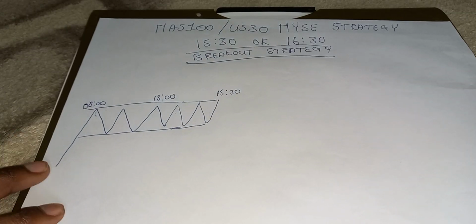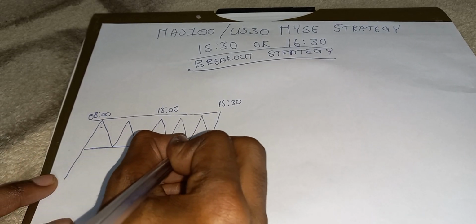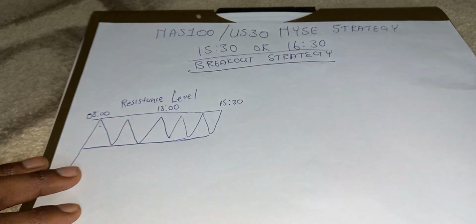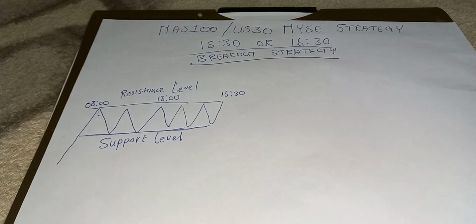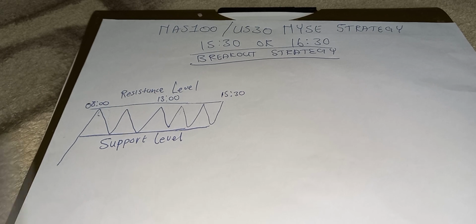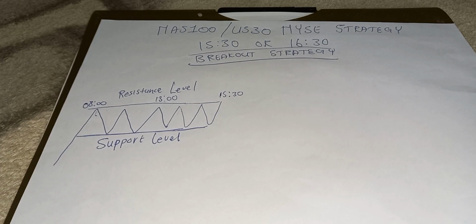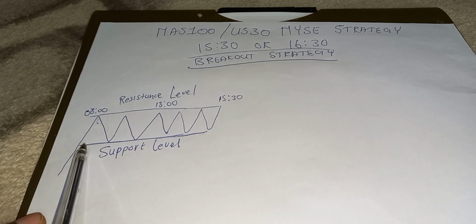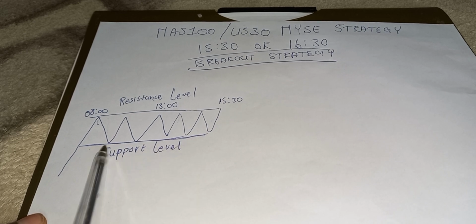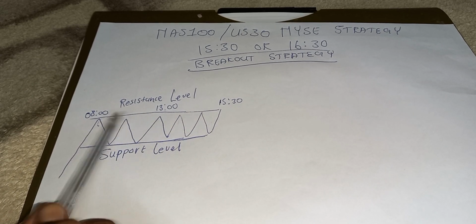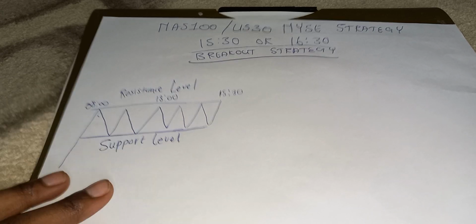If you see this, this is where you draw your line, at the same price. You will have your resistance level there, and then this is what we call a support level. Now the market is moving at the same price, so technically we know we have a support level that is holding the sellers, and a resistance level that is resisting the buyers. This is what happens most of the time.